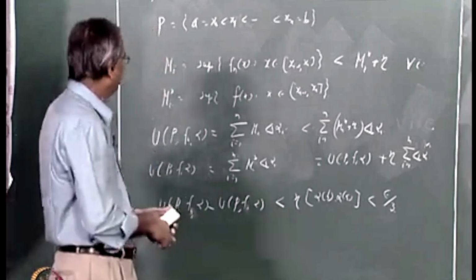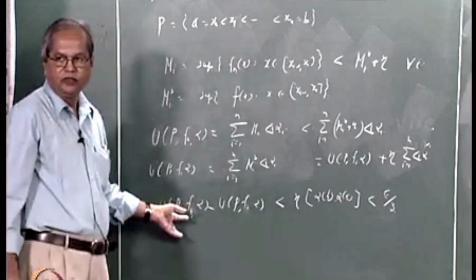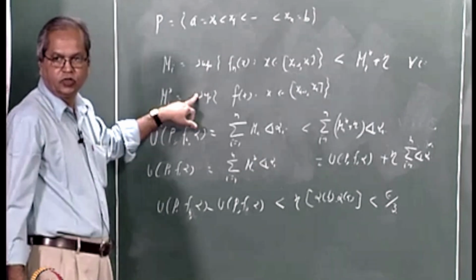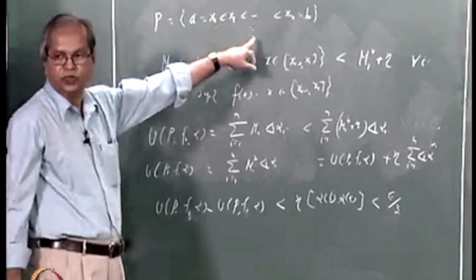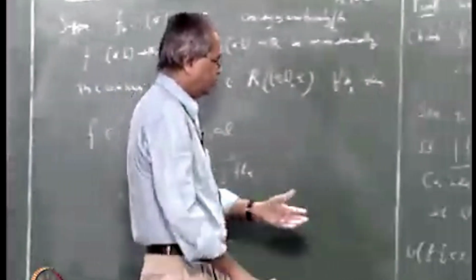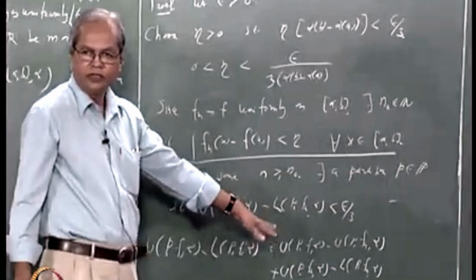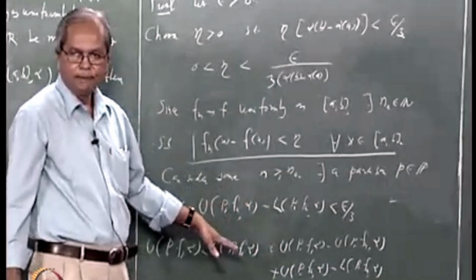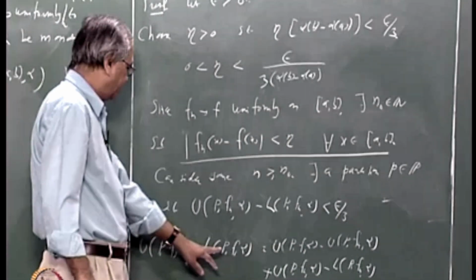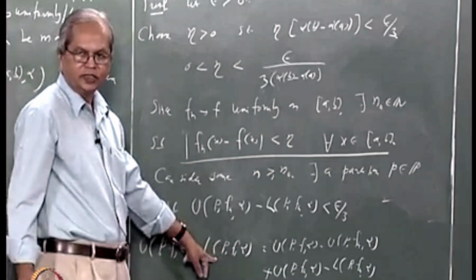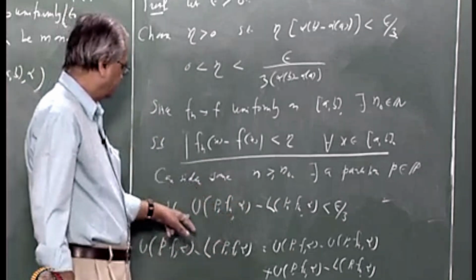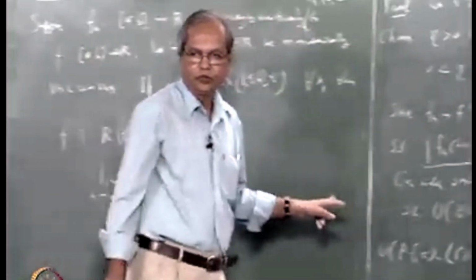Now, in a similar way, if you look at the lower sums, instead of taking supremum you are taking infimum, a similar relationship will be true there, and we can show that the difference between the lower sum of f_n and lower sum of f will also be less than epsilon by 3. Suppose you combine all these, you will get finally that U(P, f, alpha) minus L(P, f, alpha) is less than epsilon. That will show that if each f_n is integrable, f is also Riemann-Stieltjes integrable.